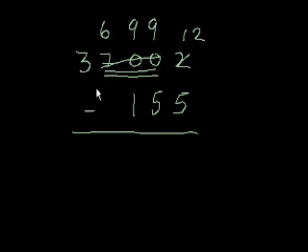And now let's check our numbers again. 12 is larger than 5. 9 is larger than 5. 9 is larger than 1. 6 is larger than nothing. And 3 is larger than nothing, so we're ready to subtract.